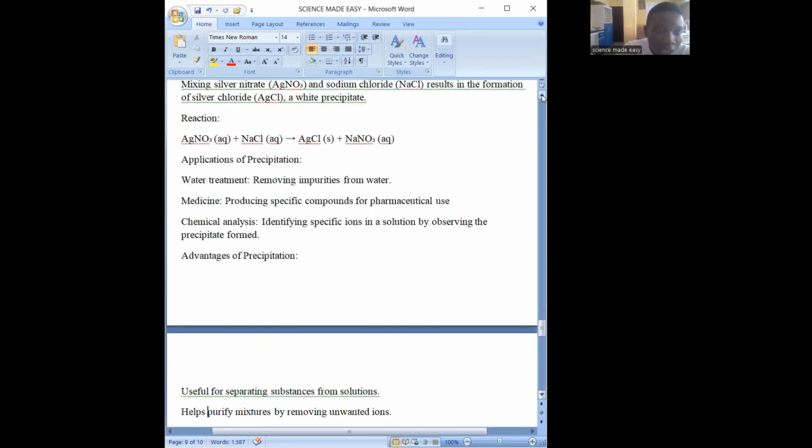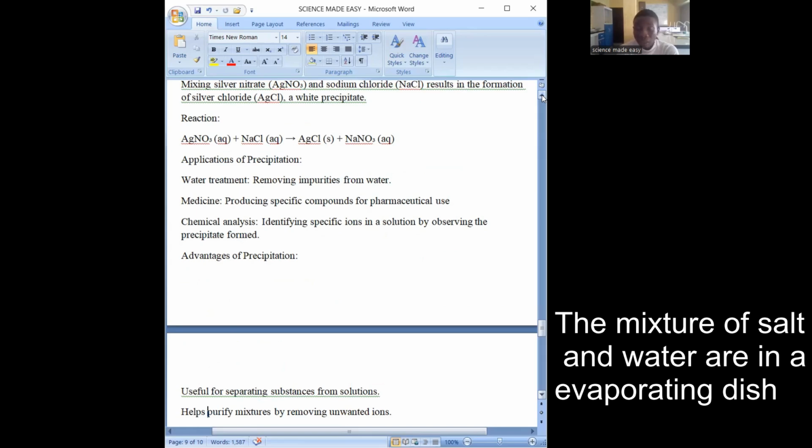We can use filtration in water treatment to remove impurities from water. If you want to remove impurities from water, you can add a soluble salt like NaCl inside the water, and it forms some crystals. That means there are some dissolved salts inside that water. All those dissolved salts will come out as crystals, as a precipitate. Then you can separate them using filtration. So you can use it to purify and treat water.